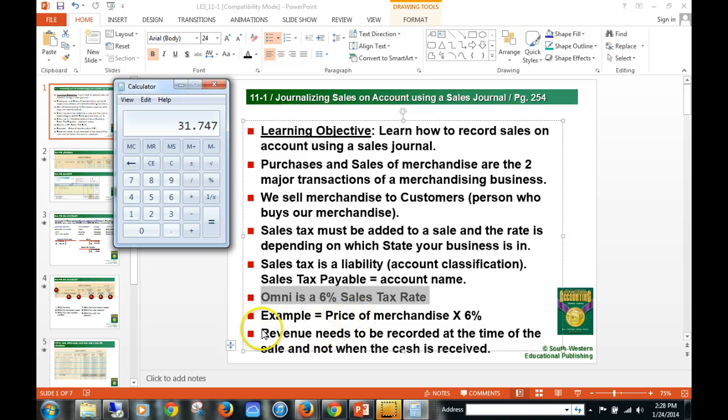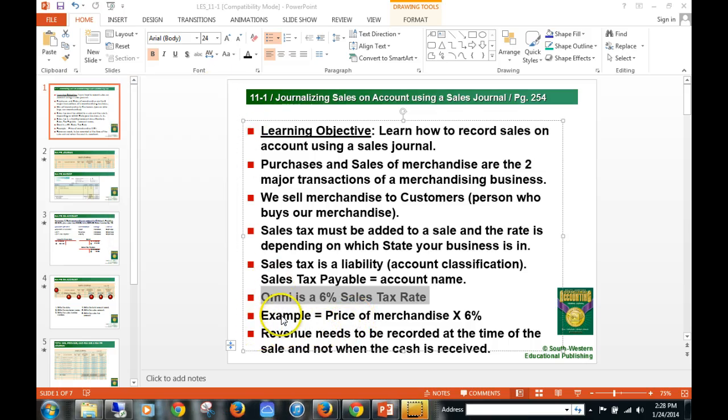Also, one last thing is that revenue, sales, needs to be recorded at the time of the sale and not necessarily when the cash is received. We're going to sell merchandise on account. We may not get that money from that customer for another month. However, we want to record the revenue of that sale immediately on the date that we made the sale, not when they actually pay us back. And that's an important thing to remember as we go through this chapter.